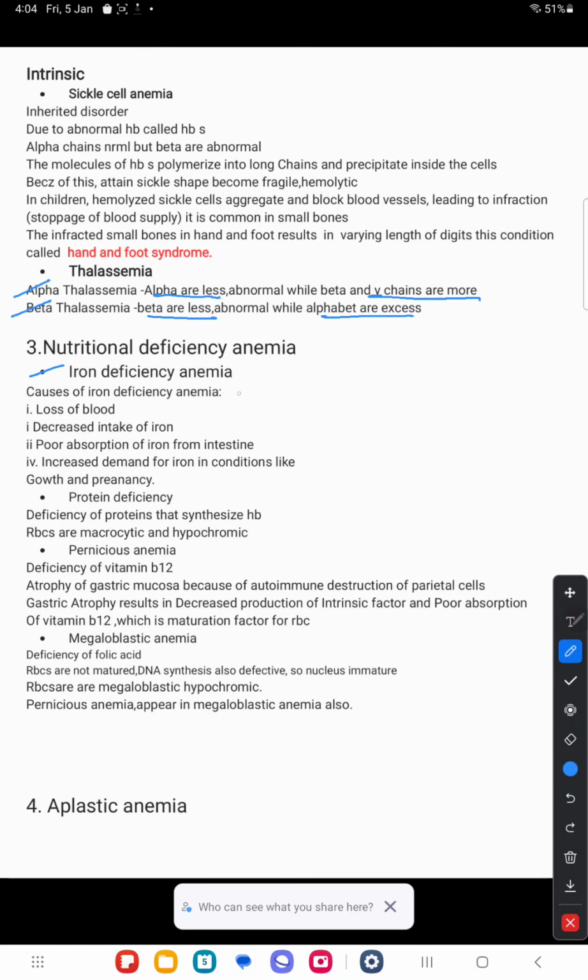See, iron deficiency anemia means the person has decreased iron content. We know that HB is made up of iron, right? So when there is decreased content of iron, the HB will be decreased in that RBC. The person will have hypochromic conditions. Okay, hypochromic. The RBC will be decreased in color.